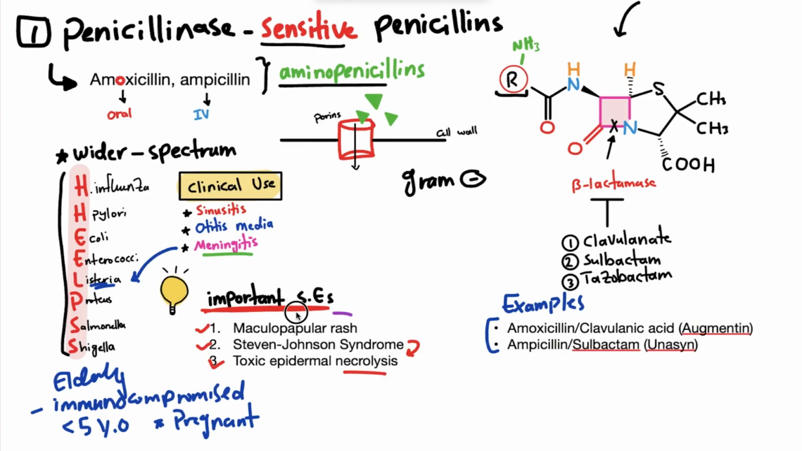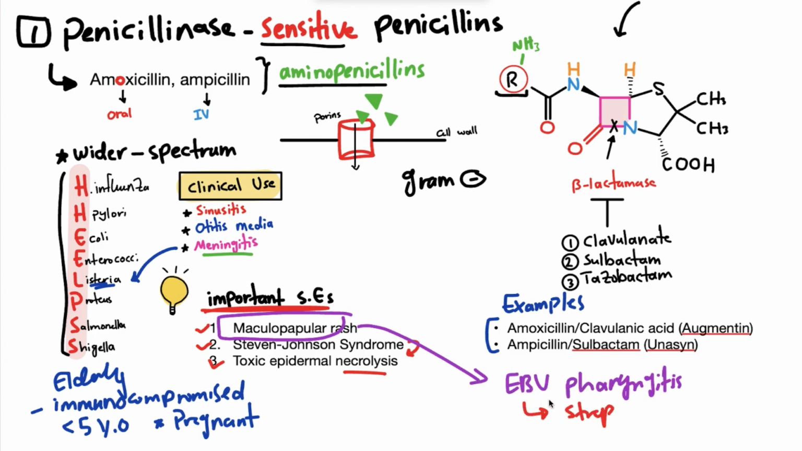Now, an important thing to keep in mind is that this maculopapular rash typically happens when we have an EBV pharyngitis. So this EBV pharyngitis is frequently confused with strep throat, and therefore we give penicillins. And because of that, the patients would develop maculopapular rash. They would present with a rash 1 to 2 days after they take the antibiotic, but this is an isolated rash. We don't have any systemic manifestations like fever.